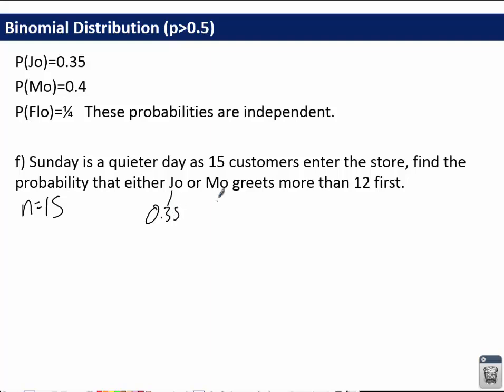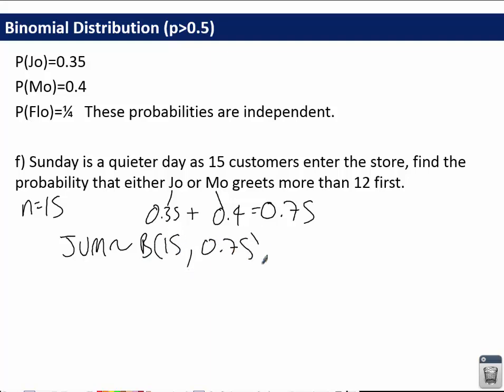Mo is a probability of 0.4. I'm going to add these to get the probability of either Joe or Mo occurring. This gives me 0.75. Before we carry on, I can write that Joe or Mo is binomial with n is 15 and the probability is 0.75.